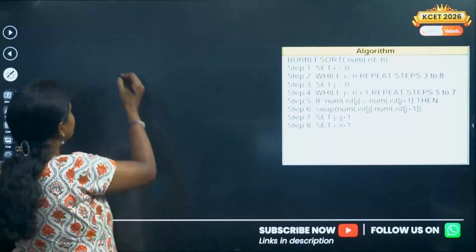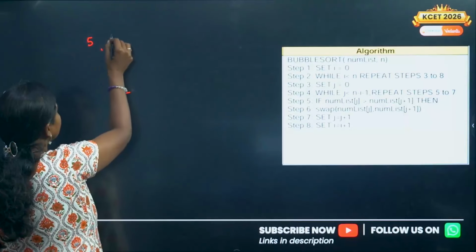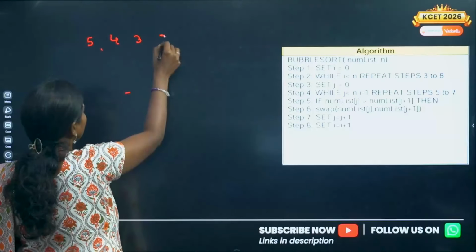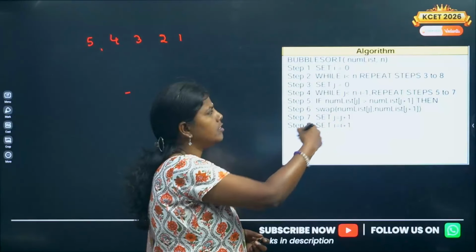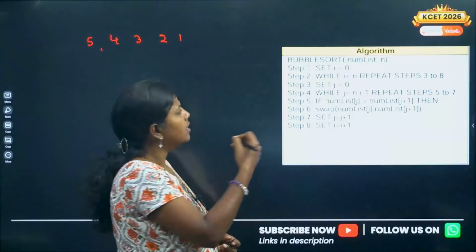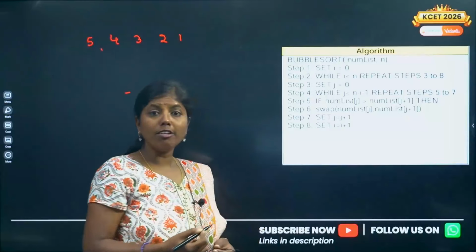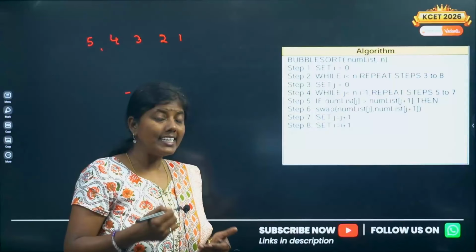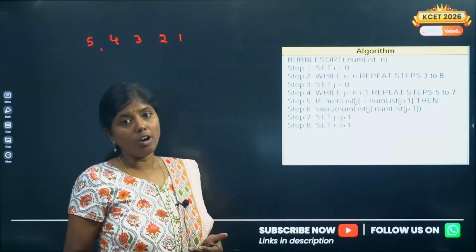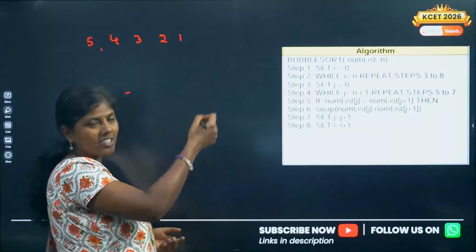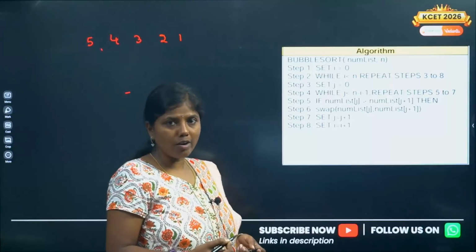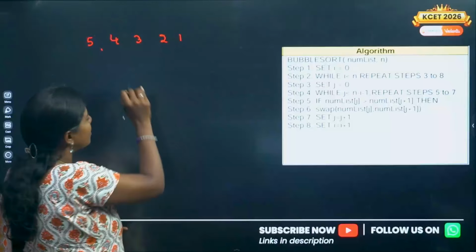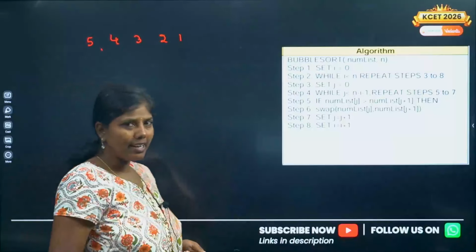So let's take the elements here as 5, 4, 3, 2, 1. Keep in mind that bubble sort, selection sort and insertion sort are basically done for the ascending order. I've just taken them in reverse direction so that I can show you how the elements can be arranged in ascending order. This has to be arranged in the ascending order.